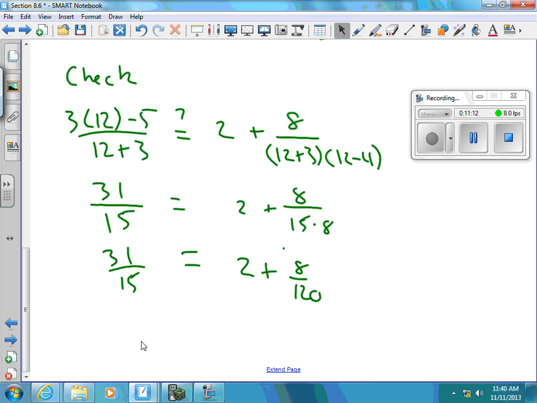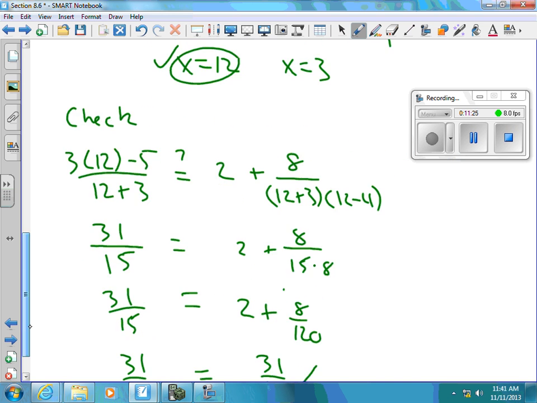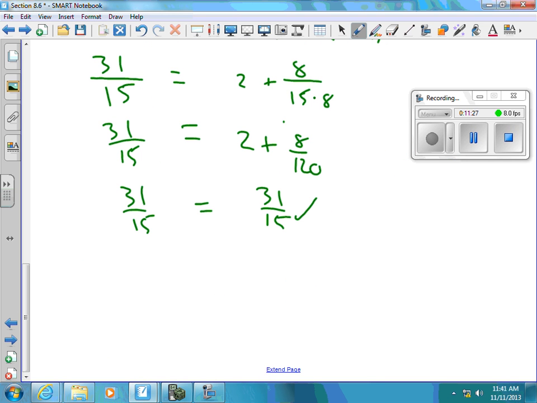It's 31 over 15. So we can see that one works. That was 12. So we've checked 12 works. And 3. Do the same thing for 3.